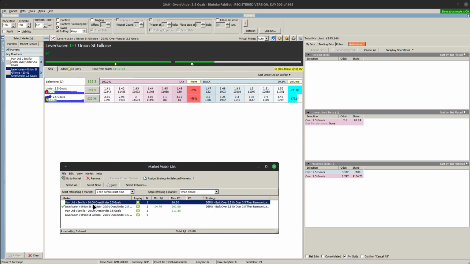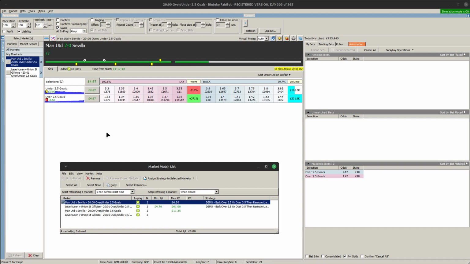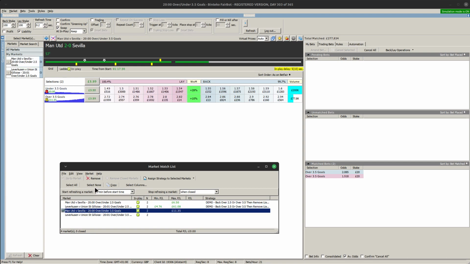In the other matches, nothing much has happened. There's still only 2 goals at Manchester United. So the way things are going, we're still looking at probably a scratch trade on that one. We need another goal to happen in there, and we would need another 2 goals in this market as well, if we wanted to win our free bet.